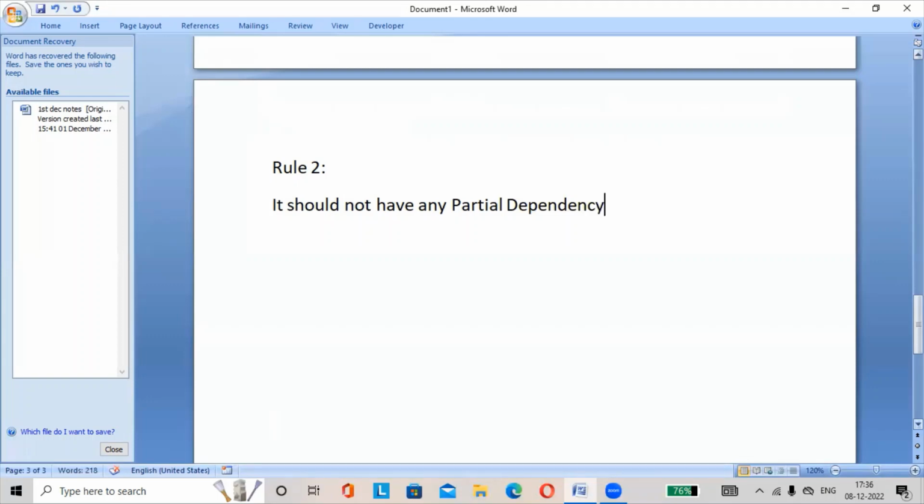What is the meaning of partial dependency? Before understanding what is partial dependency, first we need to understand what is dependency. What is the meaning of dependency?